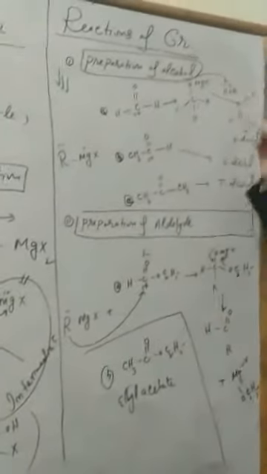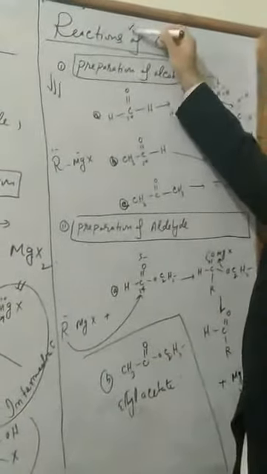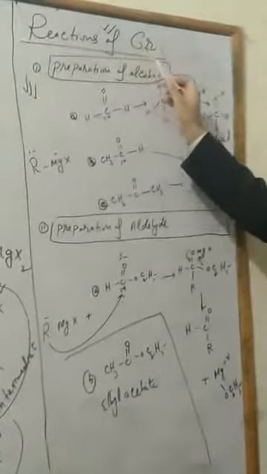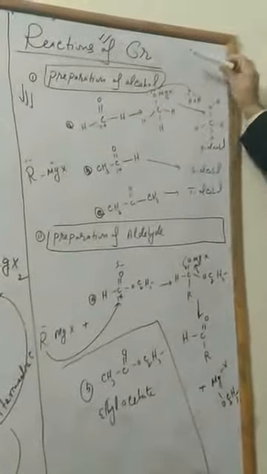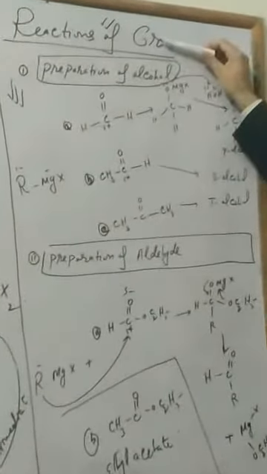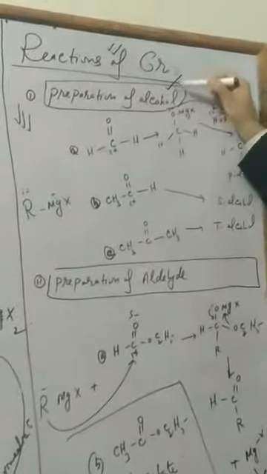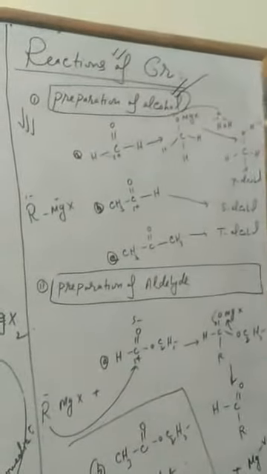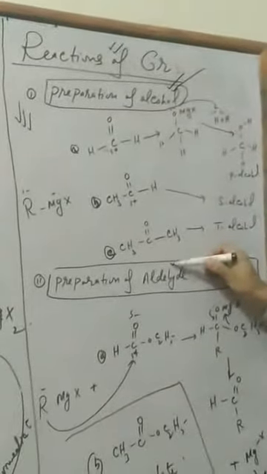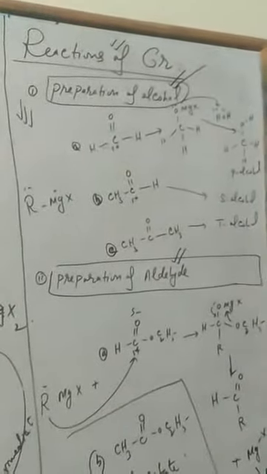Now, coming toward the reactions of Grignard reagent. As we have already discussed, Grignard reagent is a synthetically very important compound. It can be used for the preparation of alcohol. It can be used for the preparation of aldehyde.